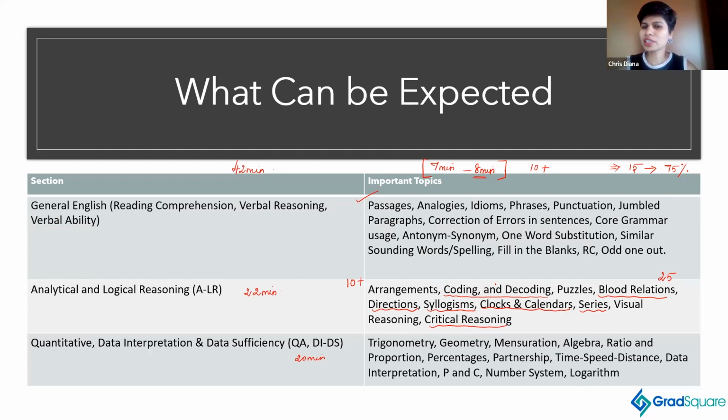Critical reasoning is, more or less, assumption based and cause and effect. Once you read it, you get the answers. It is a very scoring as well as a very less time consuming part. So these 10 plus questions should be attempted immediately first. Got it? In the first round itself.